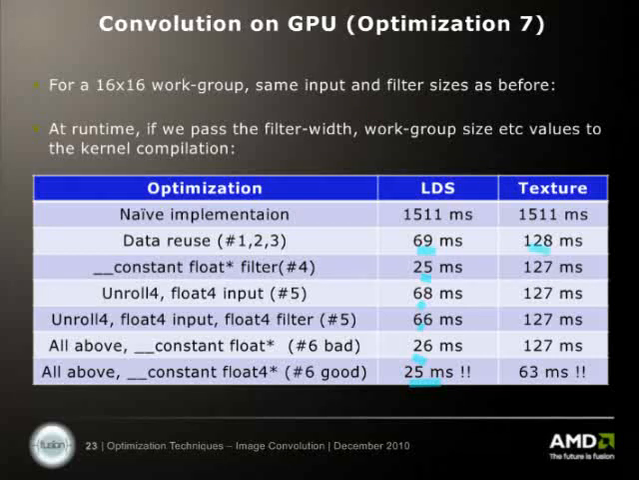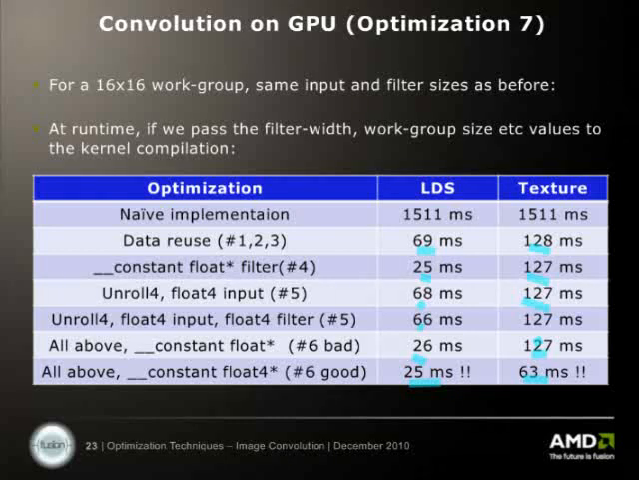Okay. Now, if we do that, take a look at these. It goes to 69, 25, 68, 66, 26, and finally it goes to 25, right? We started from 15. This is almost 100 times speedup from where we started. If we use textures, notice that all of these are 128, 127, 127, etc., right? And in the final one, when we do constant float4, it goes to 63.